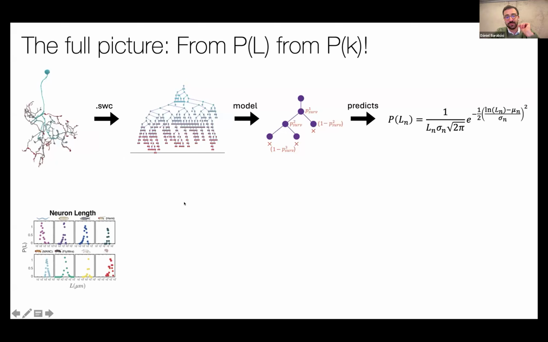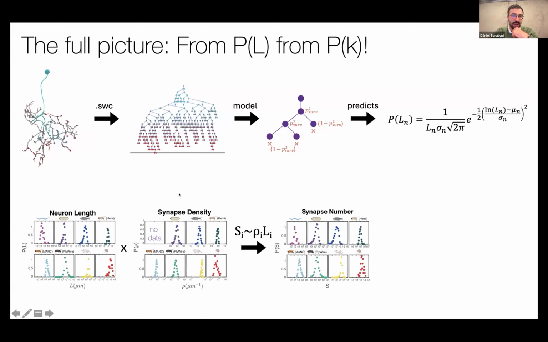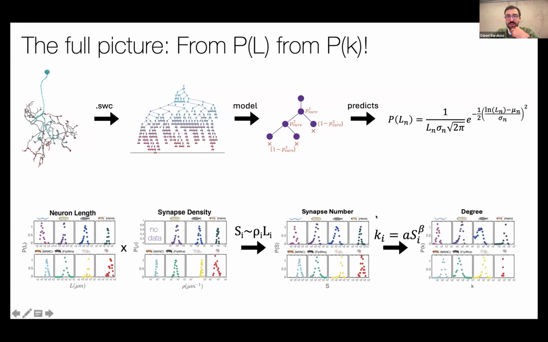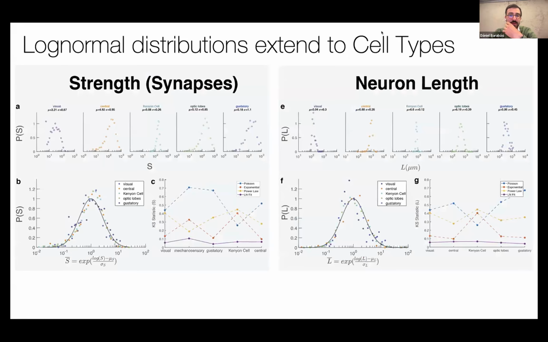And then we can use further observations about physicality to say that neuron length combined with the synapse density of neurons leads to the synapse number. And synapse number can help us predict the neuron degree, or the number of partners that neurons have. So this is a nice full picture of how we can use the physicality of the system to understand the underlying distributions that we see within the brain.